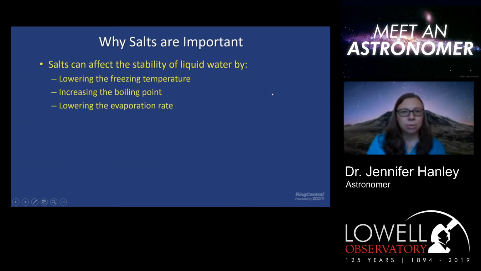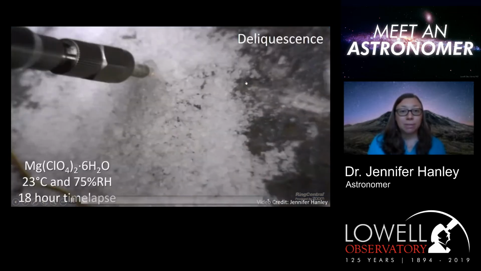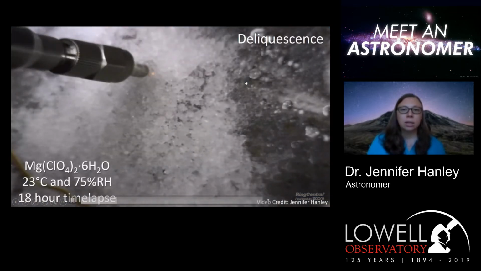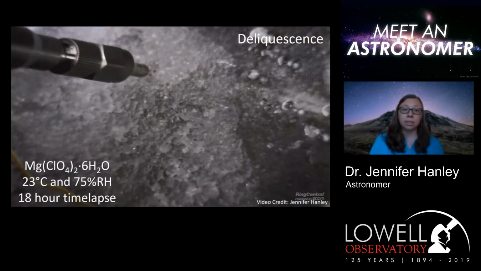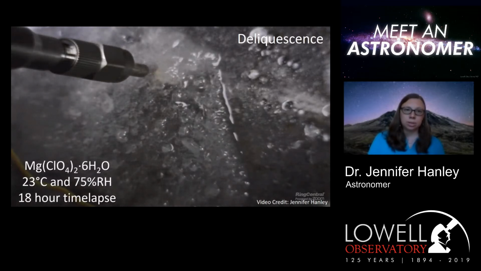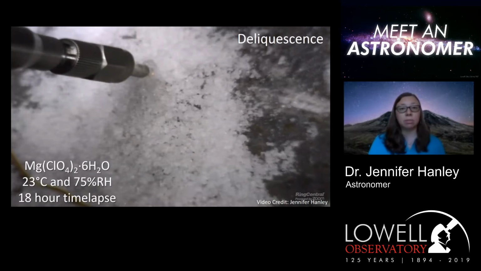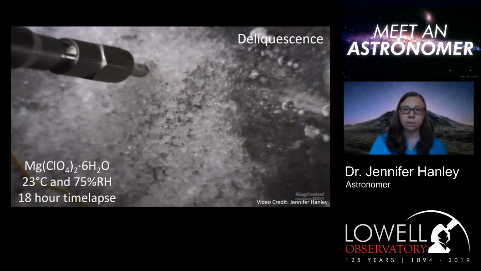So coming back to some other things about salts, another thing is that salts, and perchlorates in specific, are extremely hygroscopic. That means they really like water. And that's best illustrated by a video. And what you're seeing here is a process called deliquescence. This is magnesium perchlorate hexahydrate, Mg(ClO4)2·6H2O, dry, at 23 degrees Celsius in a 75% relative humidity chamber, and it's a time lapse, an 18-hour time lapse for the whole video.